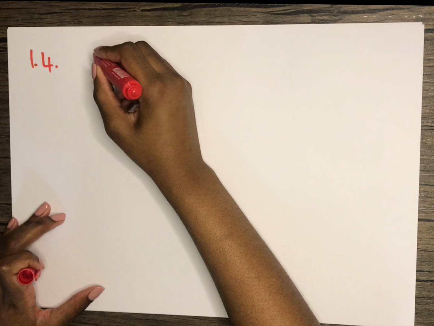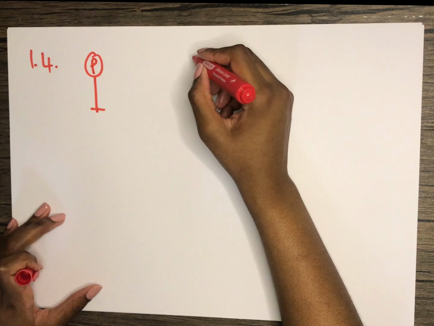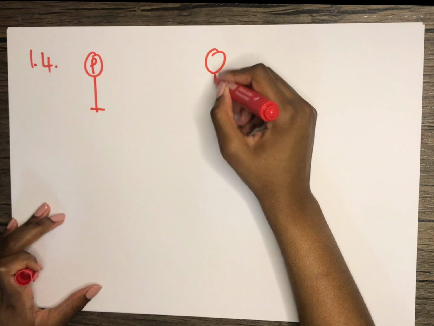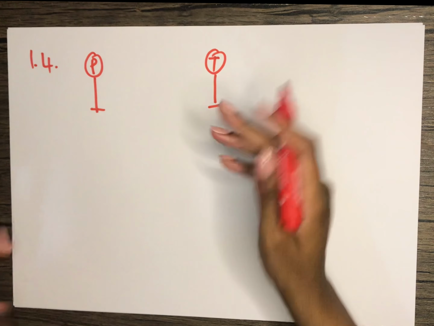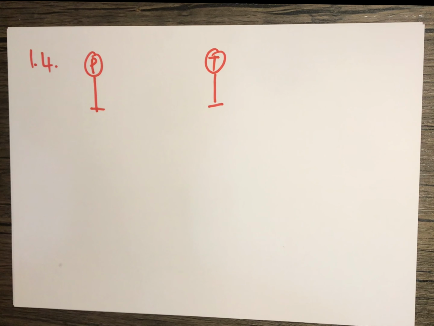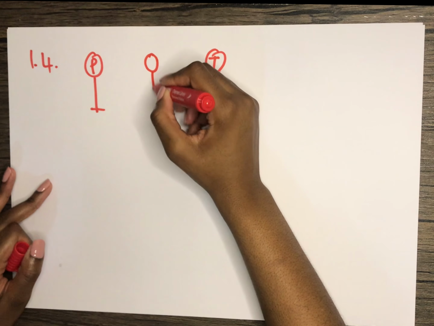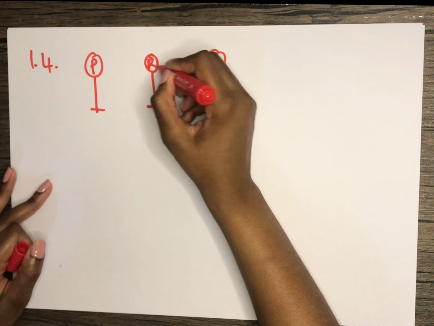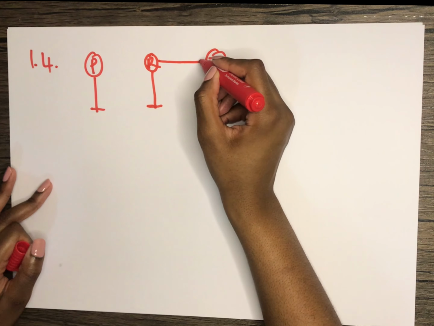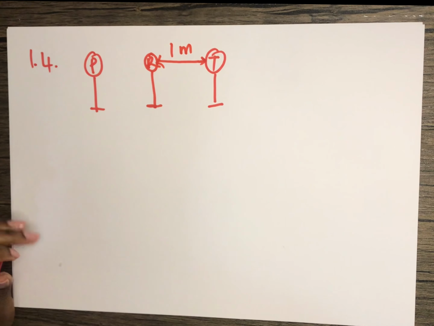They say you had sphere P, you also had a sphere T. That's what you had originally. These two are 1.5 meters apart. Now they say 1 meter from T, they introduce the sphere R. The distance from here to here is 1 meter, right?